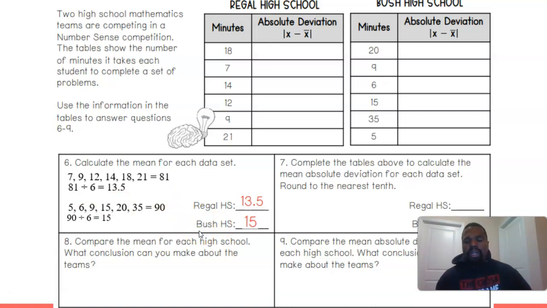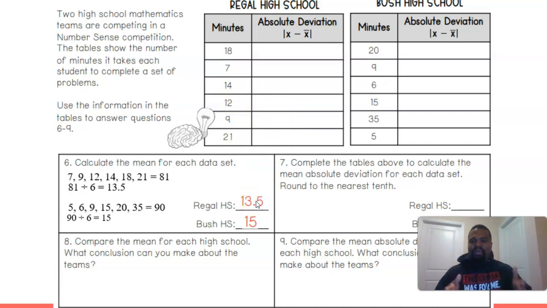Now you want to do your deviation. So I want to see how much each data point deviates from my mean. So for Riga High School, what I do is I do 18 minus 13.5, 7 minus 13.5, 14 minus 13.5, and so on.